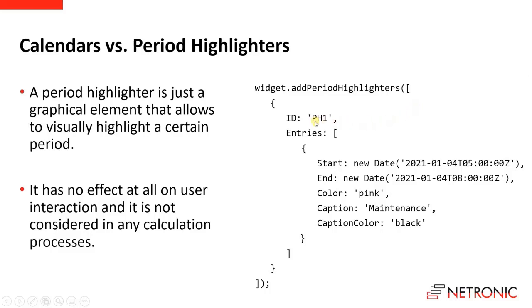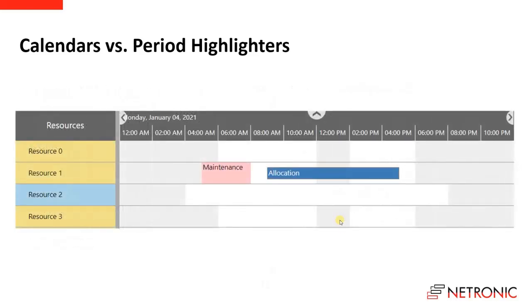Here we see the object has an ID and an array of entries. Each entry has a start and an end date. You can set a color for this period highlighter. You can set a caption and you can also set a caption color. The result of this example is such a diagram. Here you see our pink maintenance period highlighter.